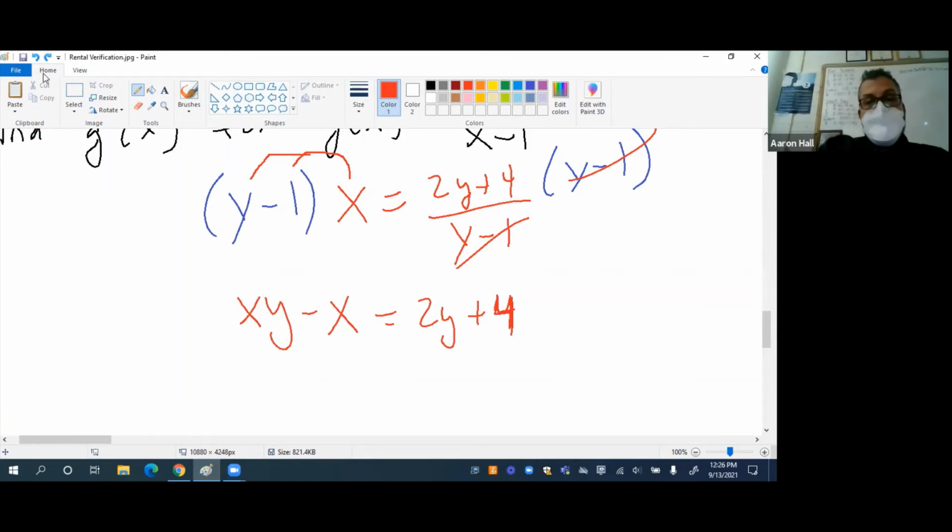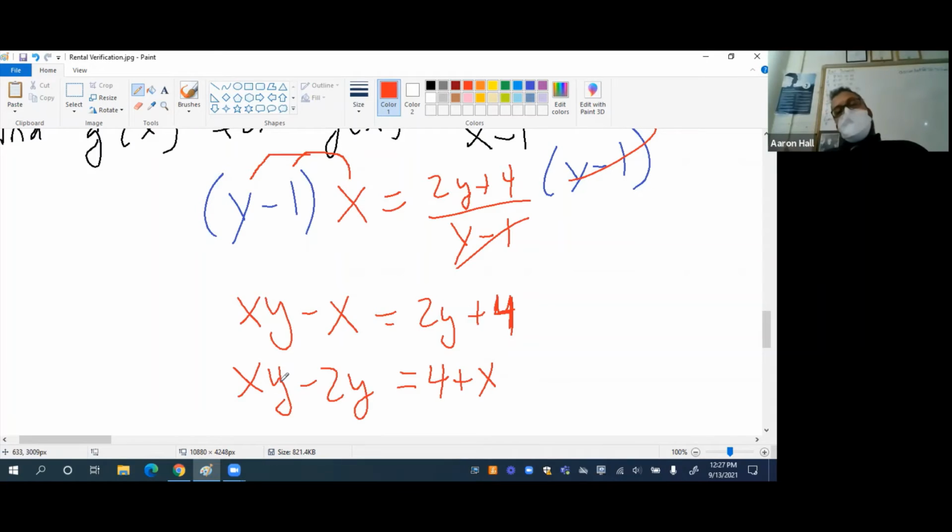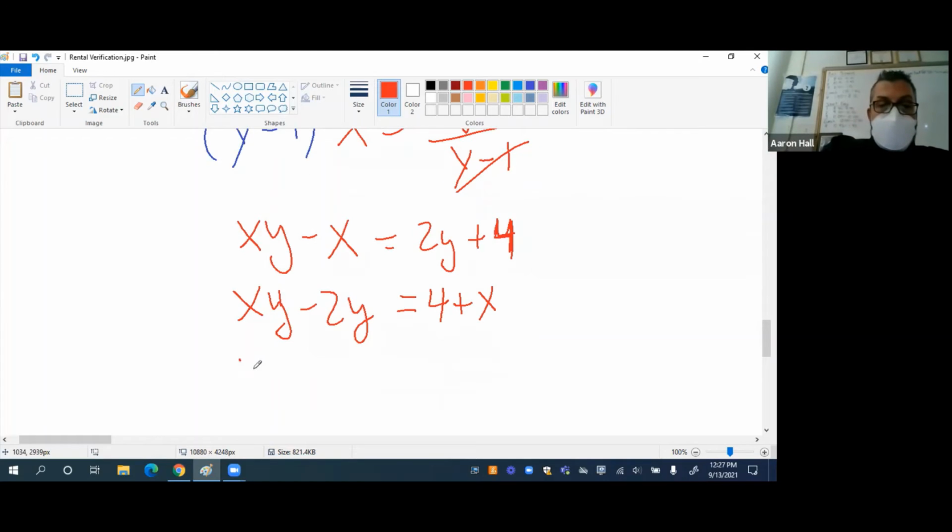So that gives me 4 plus x on one side. And you're going to subtract 2y. That gives me xy minus 2y. Does that look right to you guys? Okay, now what? Now we can factor out the y. If I factor out the y, that's going to give me y times the quantity of what? X minus 2. X minus 2 equals 4 plus x.